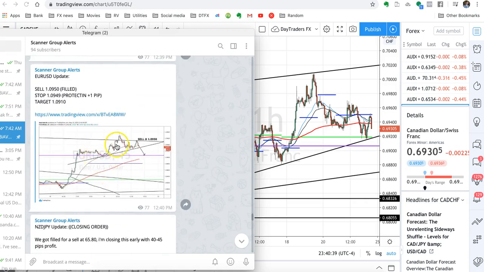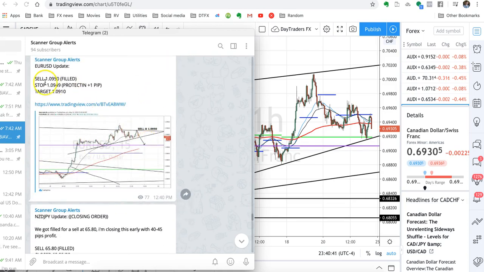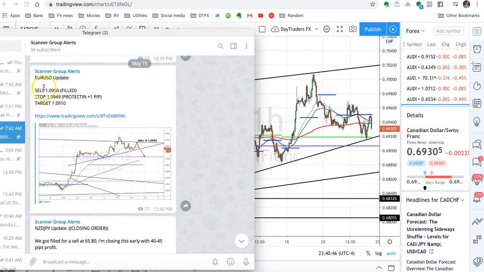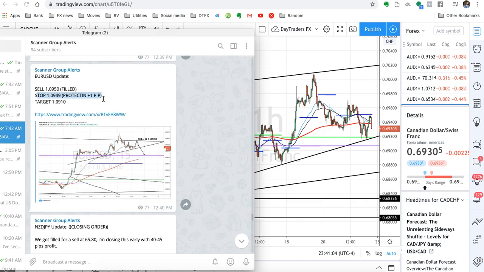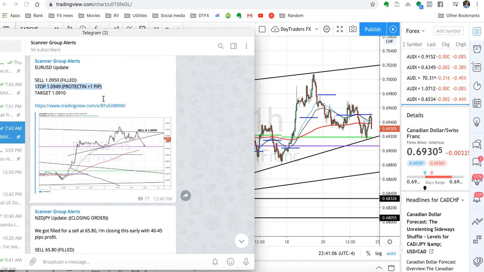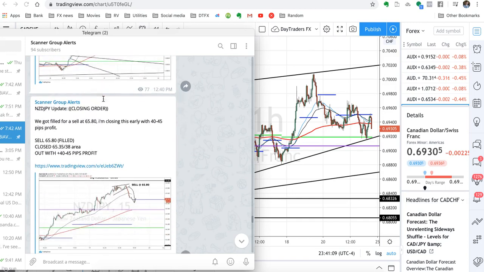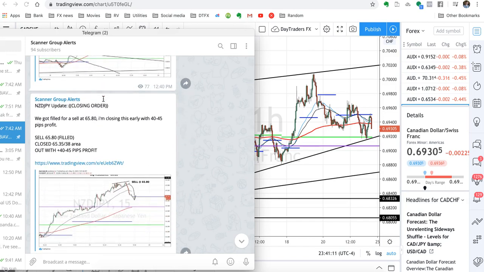Well, not too long after that, moments after that, on the same day, so these were both posted in the morning, and later in the morning, they both filled. The euro dollar sell trade at 109.50 filled, and it filled quickly and moved quickly, and so we moved our stops to one pip profit very quickly there. So now we're in two trades, euro dollar and the New Zealand yen.